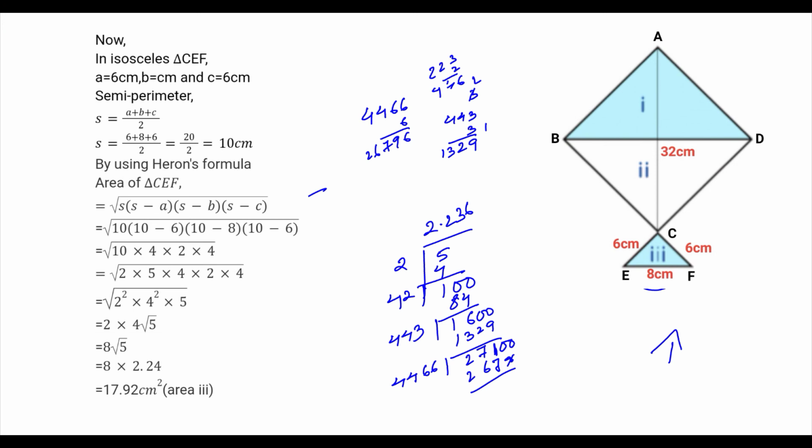So you can see here, root over 5, how much do we get? 2.236, but we're taking it approximately. That is why instead of writing 2.236, it has become 2.24 here. Multiply these two, and that's how we're going to get the area of the third region to be equal to 17.92 centimeter square, which is the third area.